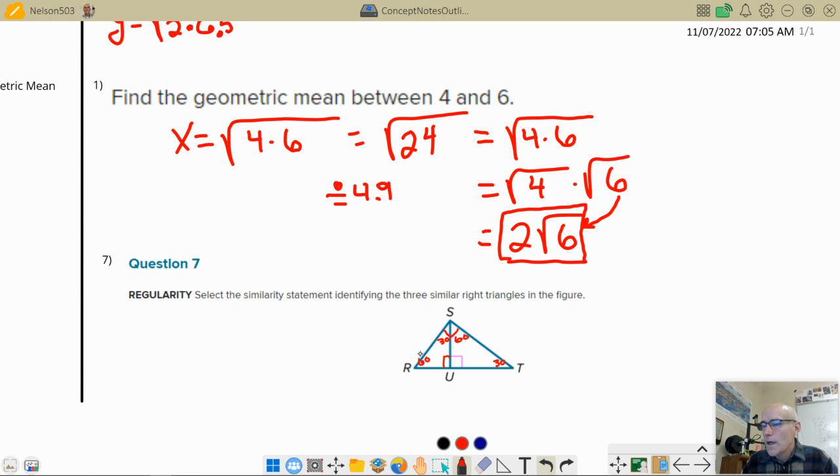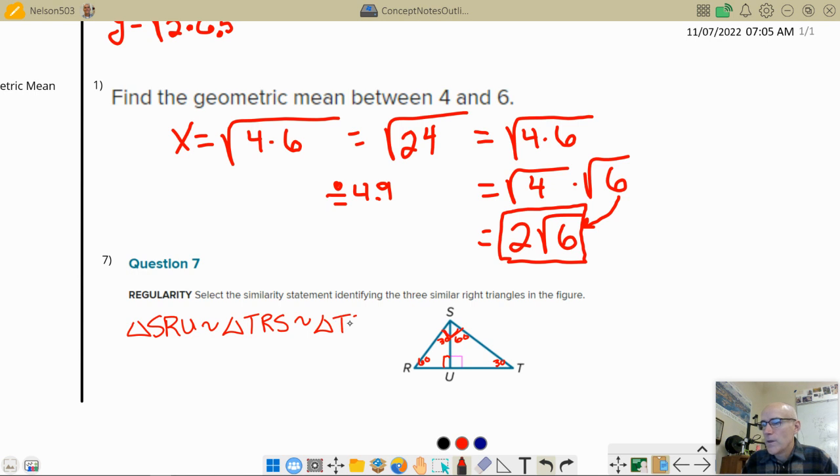So if it goes SRU, triangle SRU, that would be similar to, well, I just went 30, 60, 90. So I got to go 30, 60, 90. So that'd be TRS. That's for the biggest one, the biggest triangle, TRS. And then it's similar to triangle, I went 30, 60, 90 on the first one. So I got to go 30, 60, 90 on the other ones, TSU.